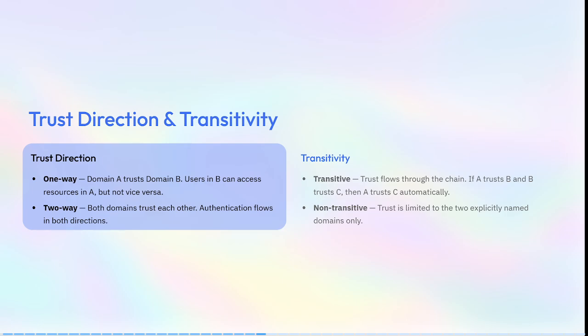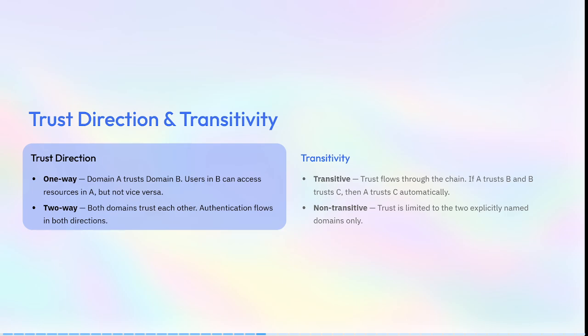Two-way trust relationship means both domains trust each other. Authentication flows in both directions, meaning domain A users can access resources in domain B, and domain B users can access resources in domain A. Vice versa, it will happen.